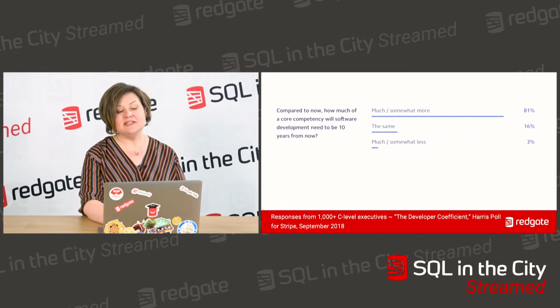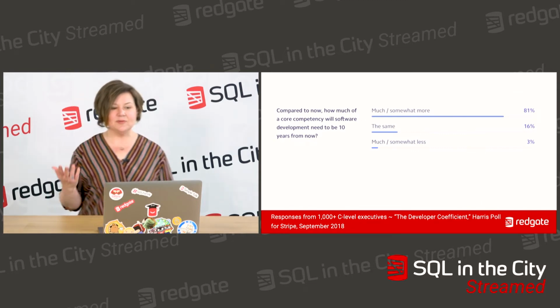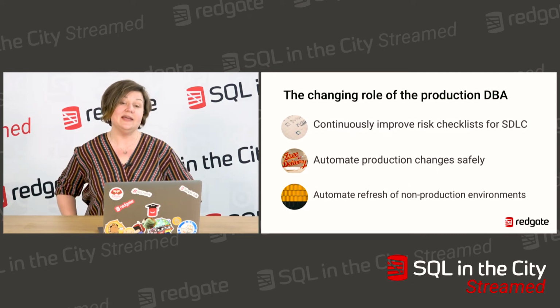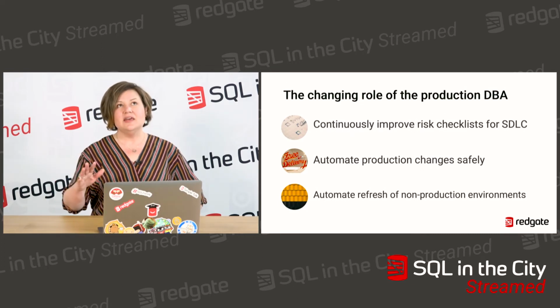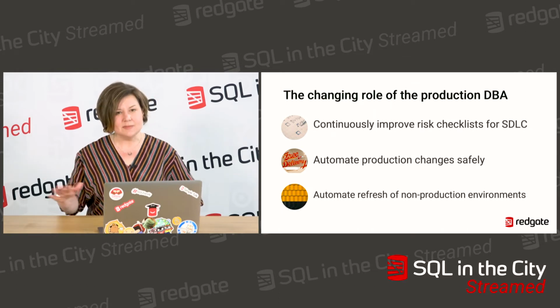So what does this mean to database administrators? This is an interesting thing when it comes to being a DBA, because the role of the production DBA really is changing. And the increasing importance of software development, this doesn't mean you need to go out and learn a ton of languages.